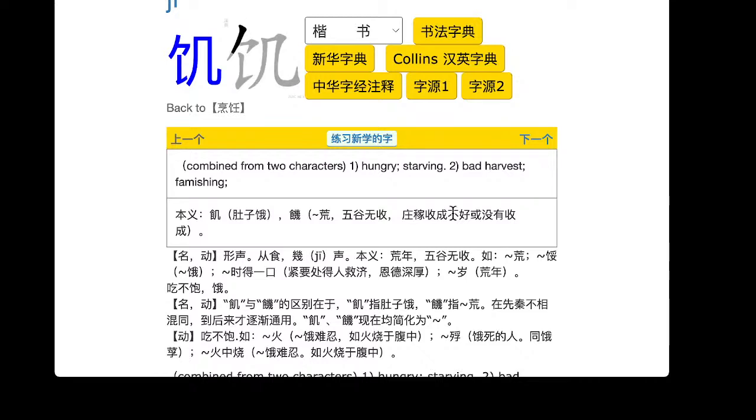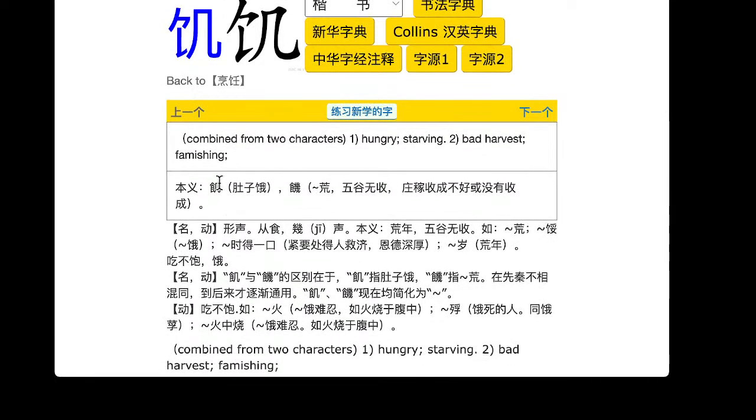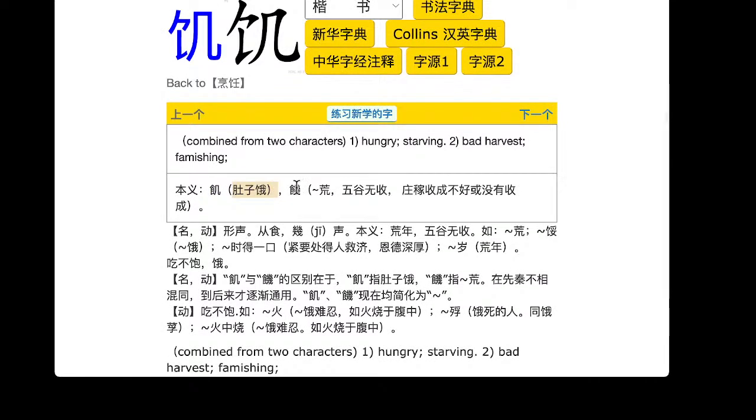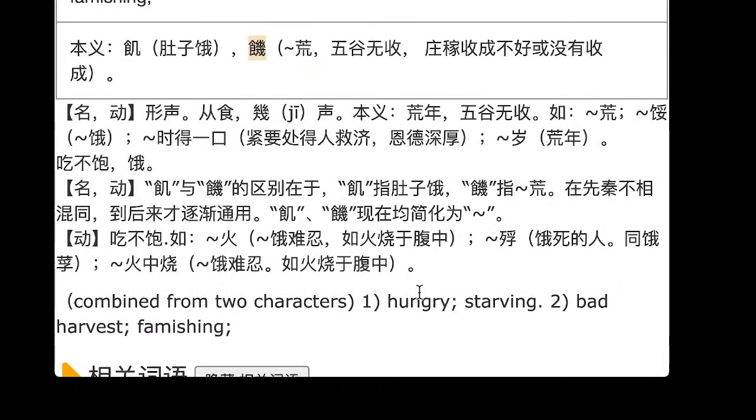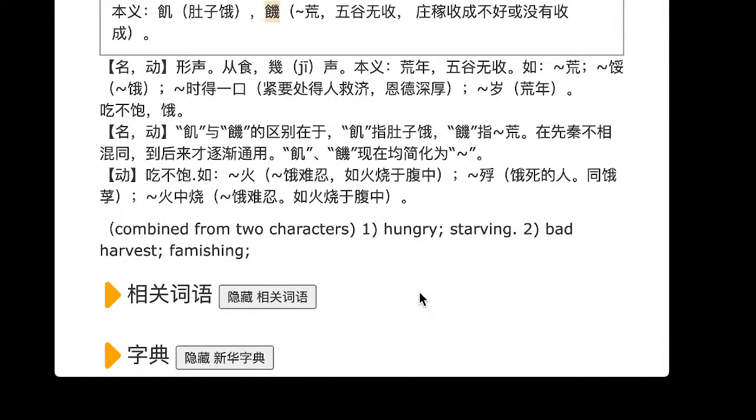So in traditional Chinese, these two meanings have their own dedicated characters. But when they simplified the Chinese, they combined the two. They picked the easy one. For example, here is ji. Writing it this way means hungry. Writing it this way means famine, or bad harvest.